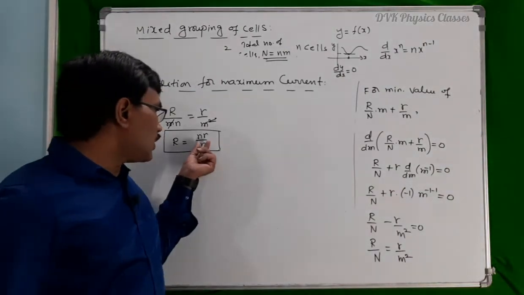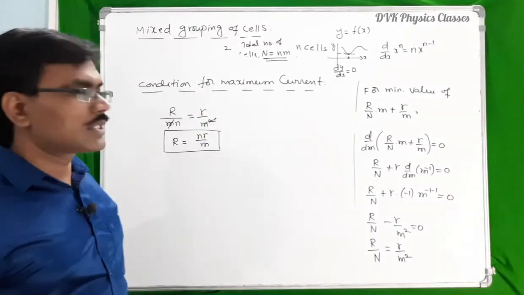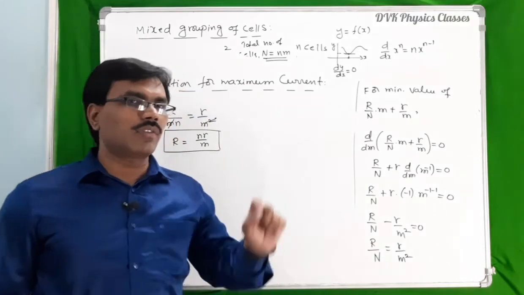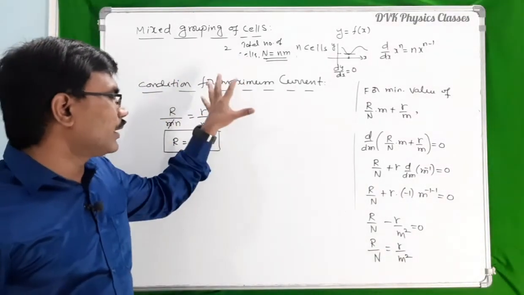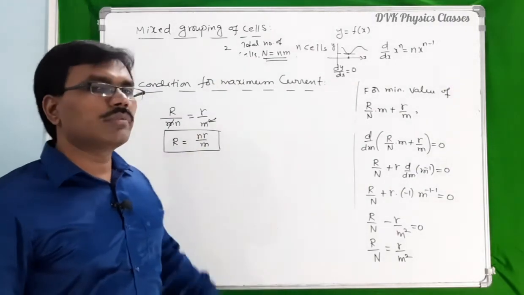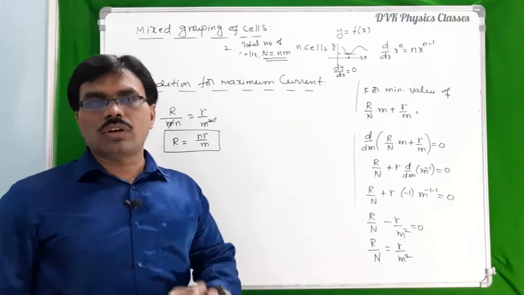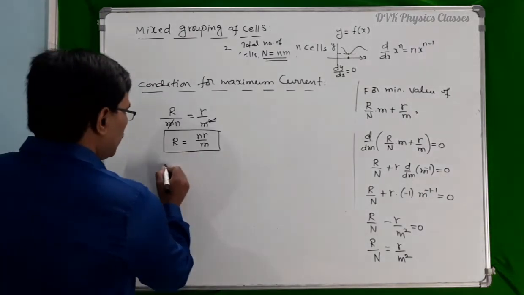If you observe, what is this? It is nothing but the net internal resistance of that mixed grouping of cells, and this is the external resistor. So the condition for drawing maximum current from the mixed grouping is that the total internal resistance of the grouping must be equal to the external resistance. In such a case, maximum current can be drawn from the cells in the circuit. Okay, so that means what here?